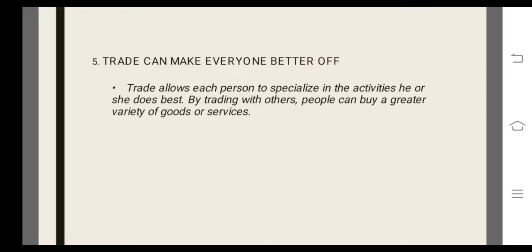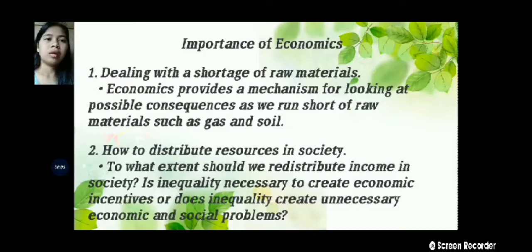Fifth, trade can make everyone better off. Trade allows each person to specialize in the activities he or she does best. By trading with others, people can buy a greater variety of goods or services.